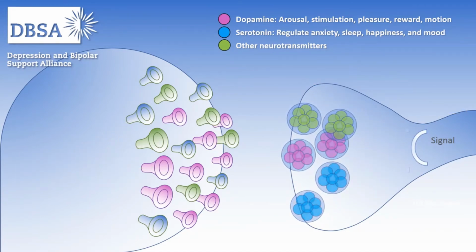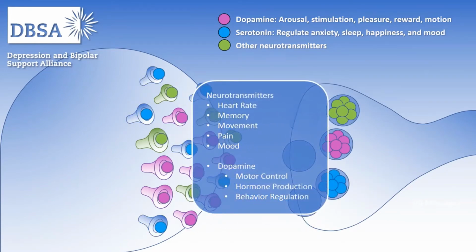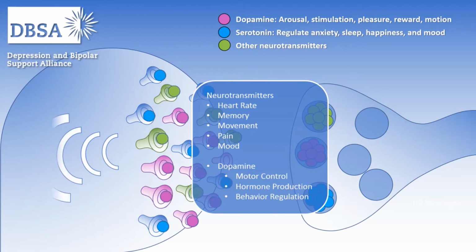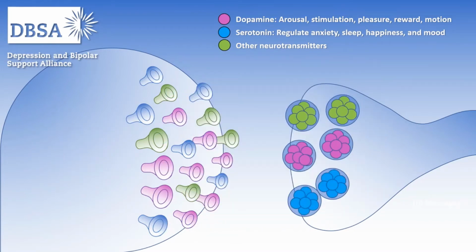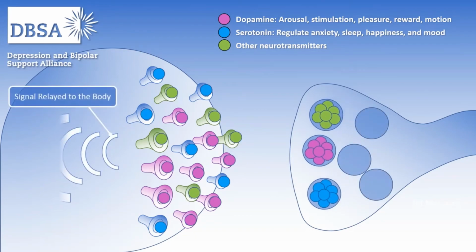There are many different types of neurotransmitters, and each supports critical biological functions such as heart rate, memory, movement, pain, and mood. For example, dopamine is a neurotransmitter that plays a role in motor control, hormone production, and behavior regulation. When neurotransmitters are released, they bind to the corresponding cell receptors and signals are relayed to the body.